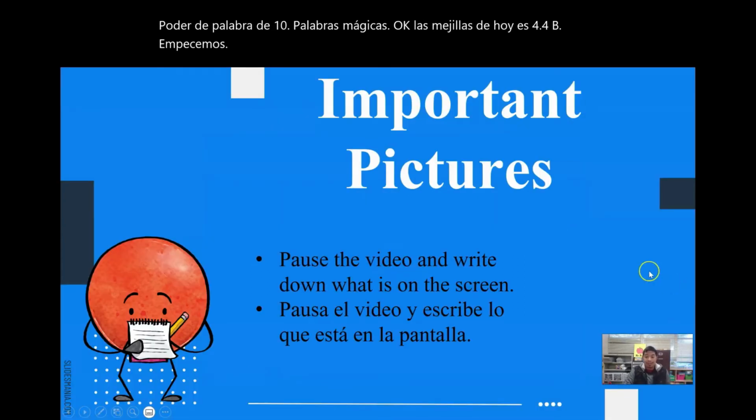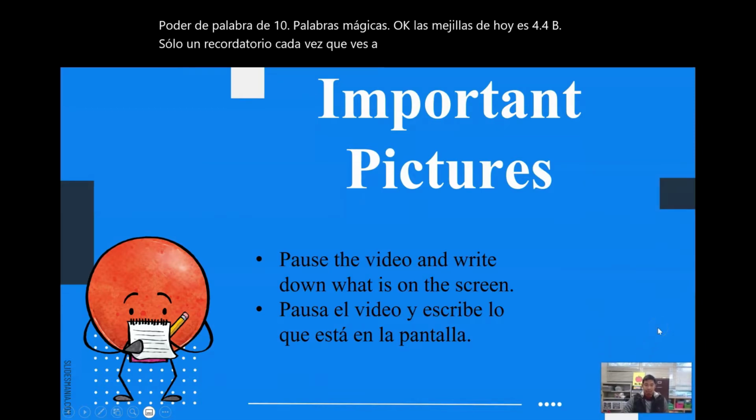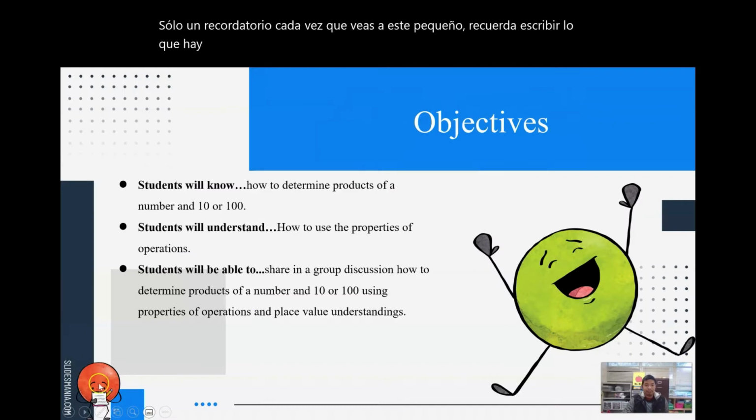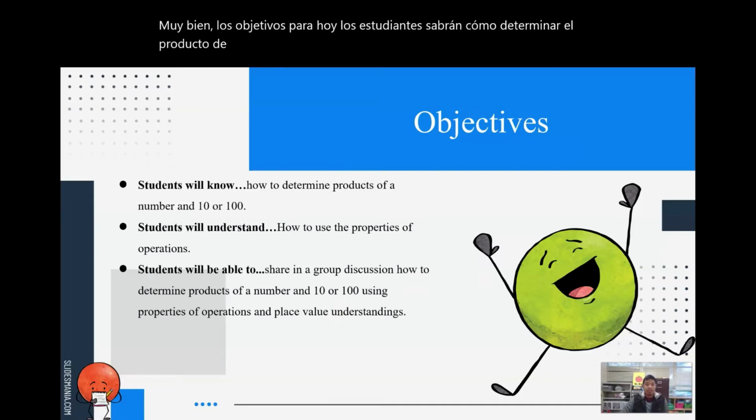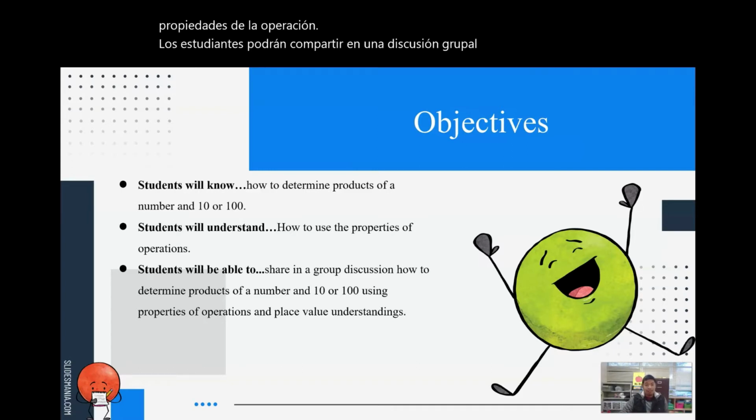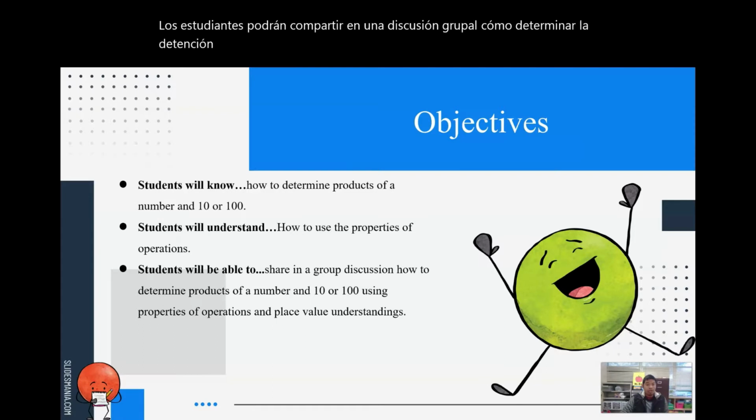Just a reminder, every time you see this little guy, remember to write down what's on the screen, okay? Alright, objectives for today. Students will know how to determine products of a number and 10 or 100. Students will understand how to use the properties of operation. Students will be able to share in a group discussion how to determine products of a number and 10 or 100 using properties of operation and place value understandings.